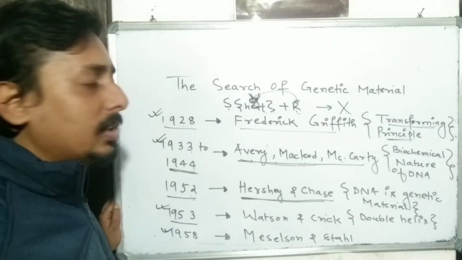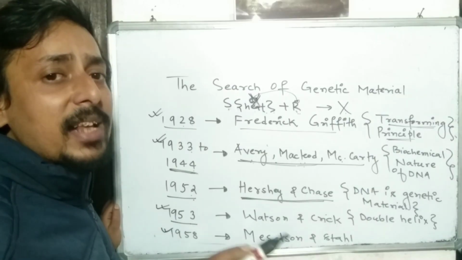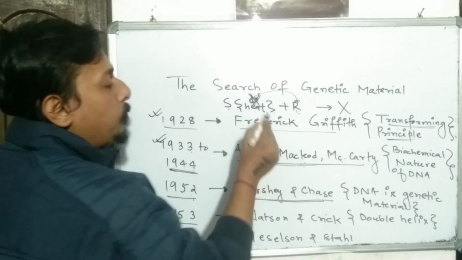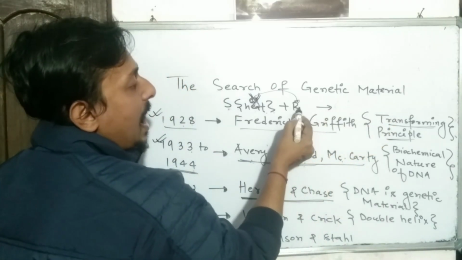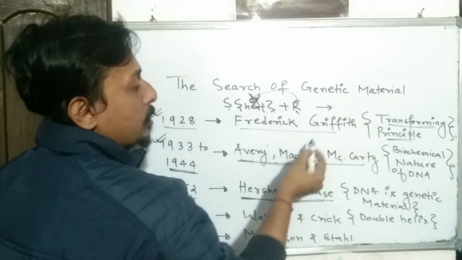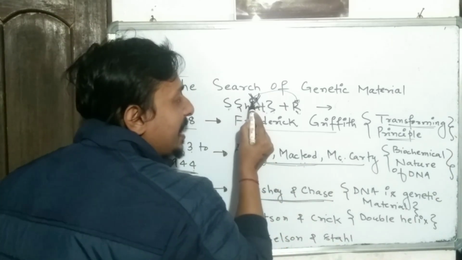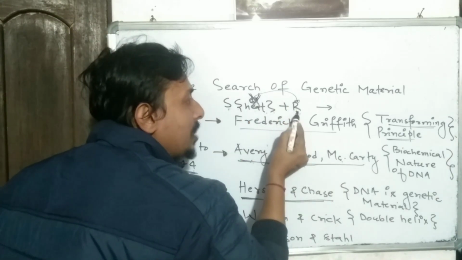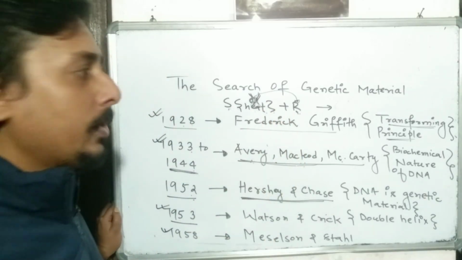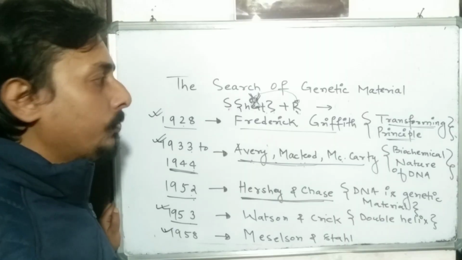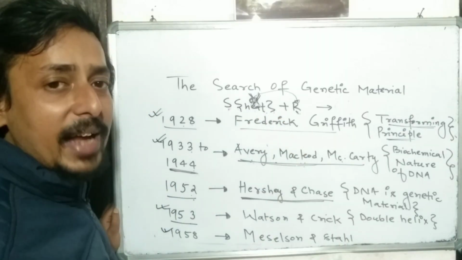Now the main thing happens, they use DNase. DNase is a DNA digesting enzyme. In this setup, when DNase was used, the mice lived. That means the R strain was not transformed. Why was it not transformed? Because the DNA that would transform the R strain was digested by the DNase enzyme. And as there is no DNA, there was no transformation of the R strain.